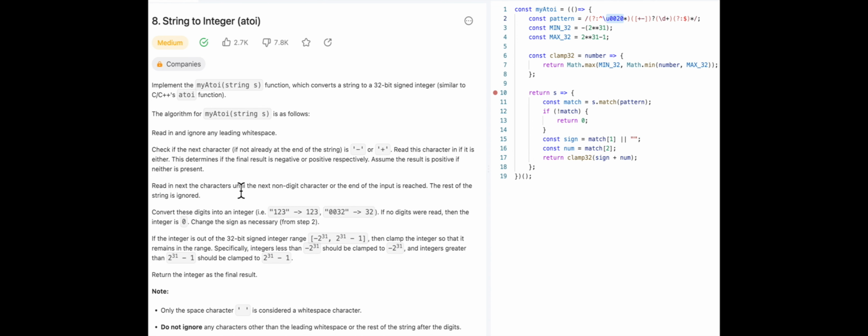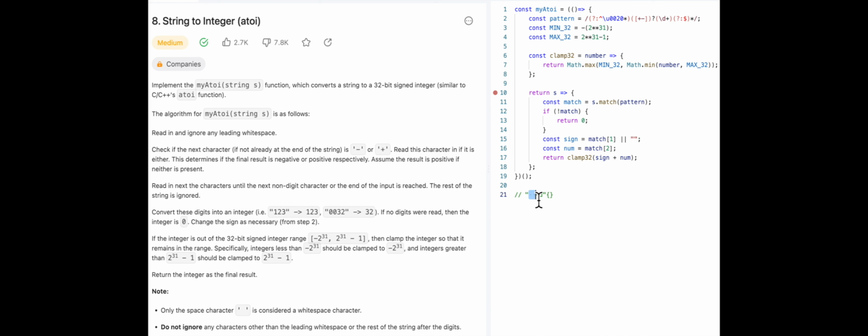So ignore white space. Look for plus or minus. Read in the next characters until we get a non-digit character. Okay, so if we get a space, then a minus, the space is ignored. We got a minus sign. We read the next character until we got something that was not a digit. It was a non-digit, so all we have now is a minus. So what do we do in that case? Convert these digits into an integer. If no digits were read, the integer is 0.